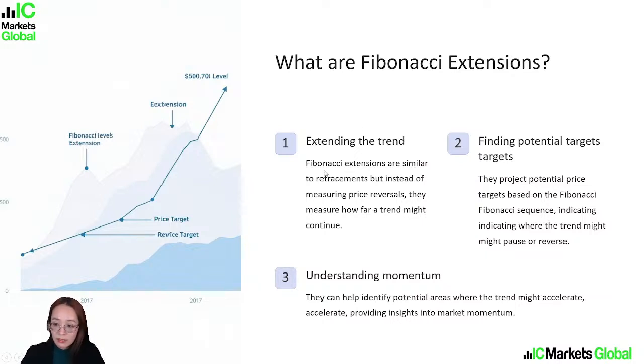Basically, Fibonacci extensions are similar to retracement, but instead of measuring a price reversal, they measure how far a trend might continue. They help find potential targets, projecting potential price targets based on Fibonacci ratios, indicating where the trend might pause or reverse.